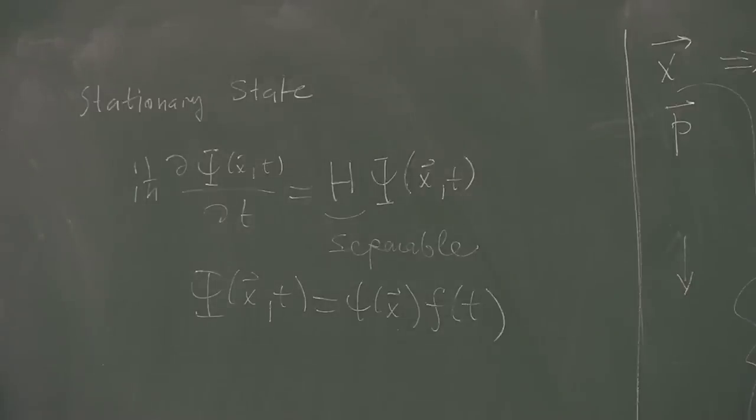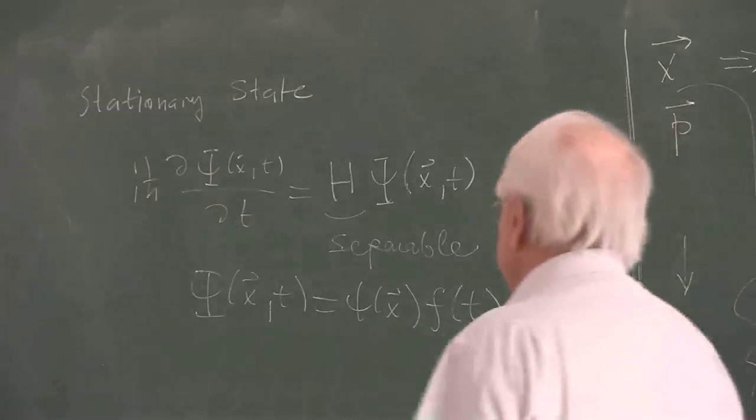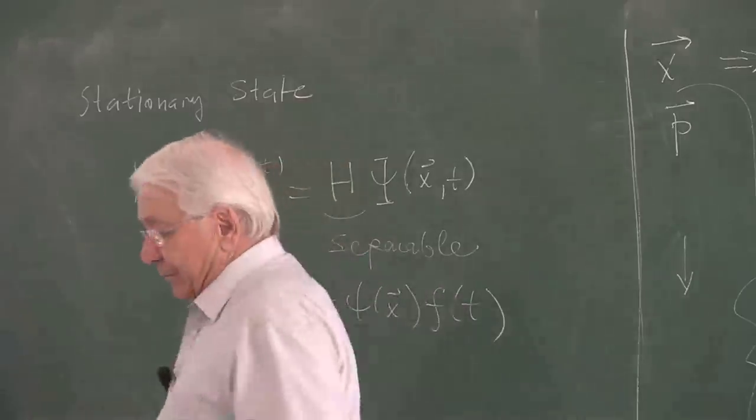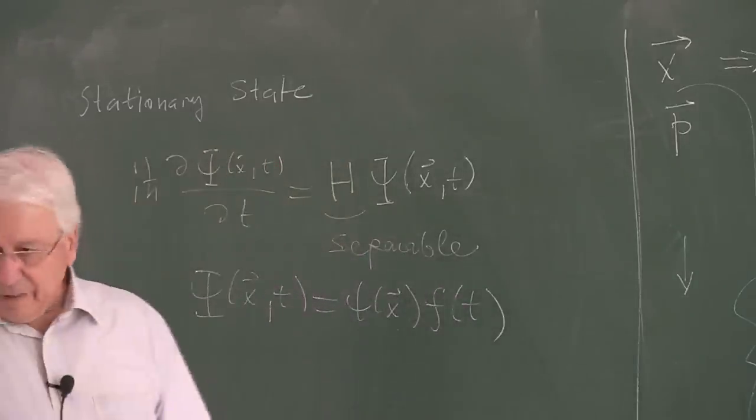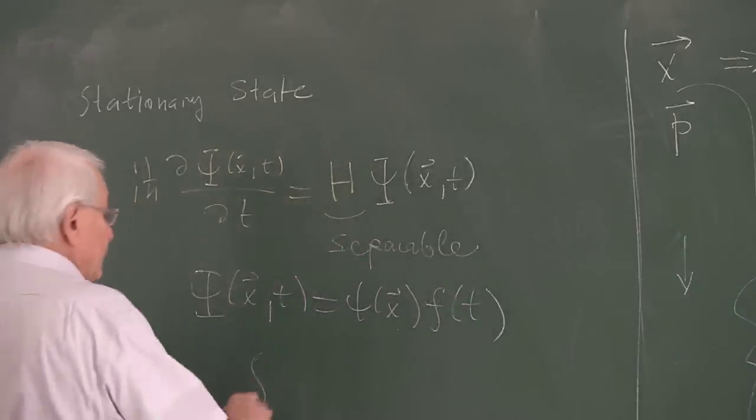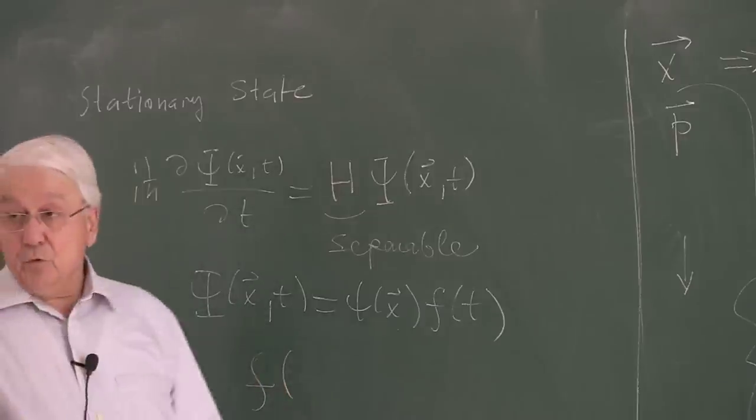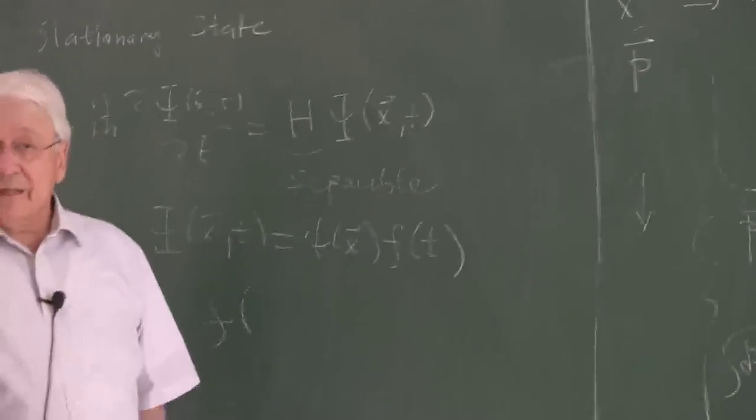Write one side in terms of little psi, the other side in terms of f. If the left-hand side depends on x, the right-hand side depends on t, therefore they should be equal to the same constant. That's the mathematician's way of working out the separability. Therefore, the t part can be solved automatically, and you get, so I skipped those two steps. Please, you guys fill that in, okay?